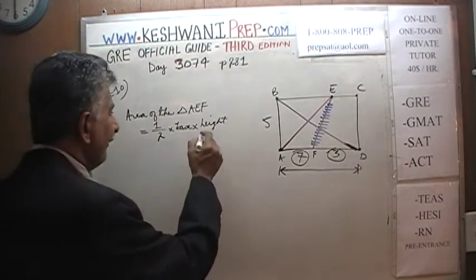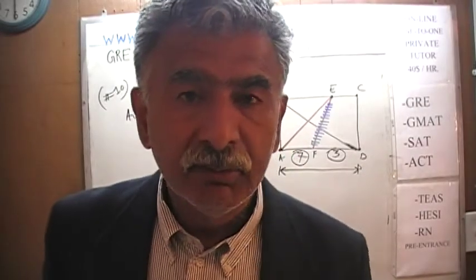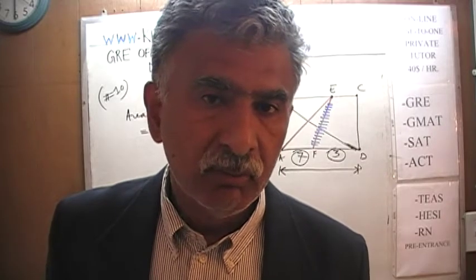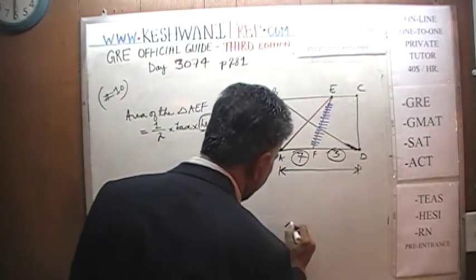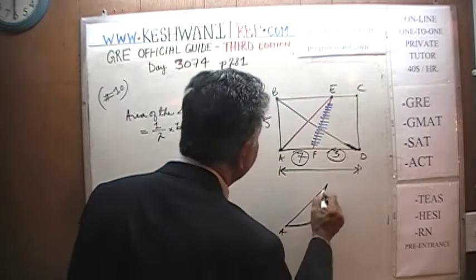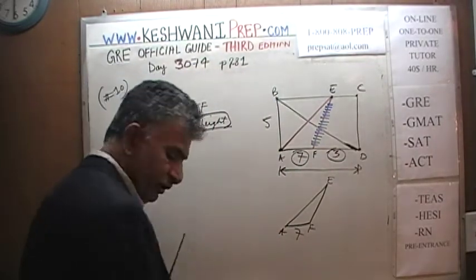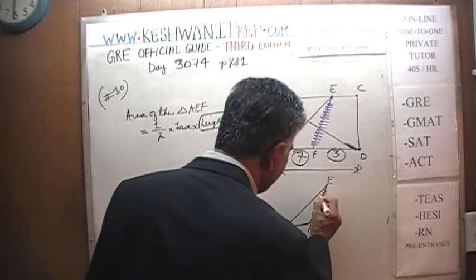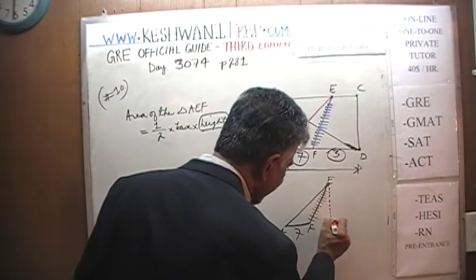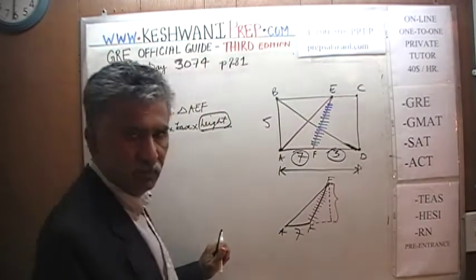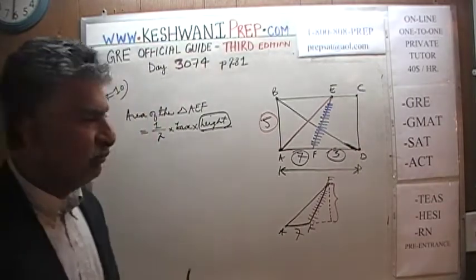1/2 base times height. What does the word height mean? Height means exactly what it says: how high the picture is from its lowest point to its highest point, the lowest point being the base. If you redraw triangle AEF, we know A to F is 7. Base we do know. How high is this point from the base? It's 5, from here to here, and that is our height.